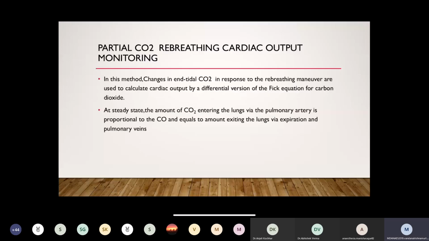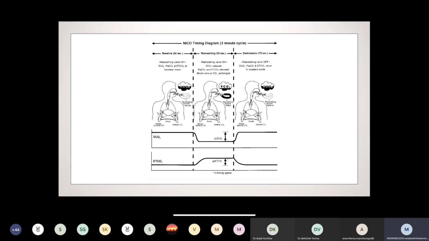Partial carbon dioxide rebreathing cardiac output monitoring. In this method, the change in end tidal carbon dioxide in response to rebreathing maneuvers is used to calculate the cardiac output, using the differential version of the Fick equation for carbon dioxide. At a steady state, the amount of carbon dioxide entering the lung via the pulmonary artery is proportional to cardiac output and equals the amount exiting the lung via expiration and the pulmonary vein. It is mainly used in the neonatal ICU.